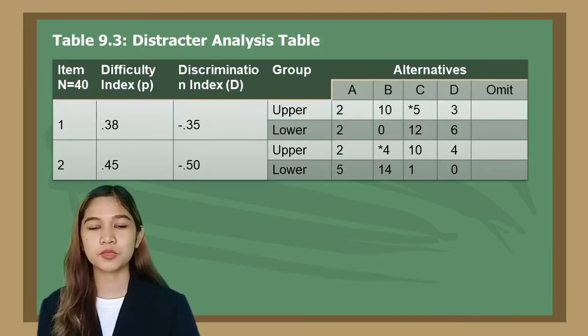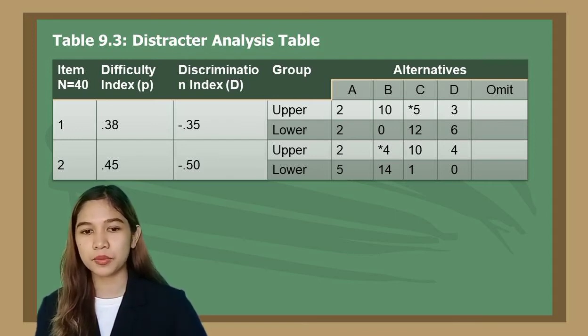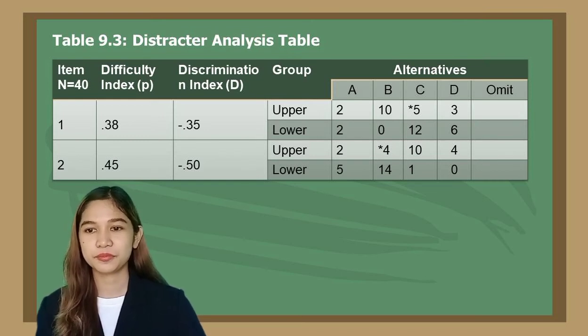To illustrate this process, consider the frequency distribution of the responses of the upper group and the lower group across the alternatives for two items. Separate counts are done for the upper and lower group who chose A, B, C, and D. The data is organized in a distractor analysis table.